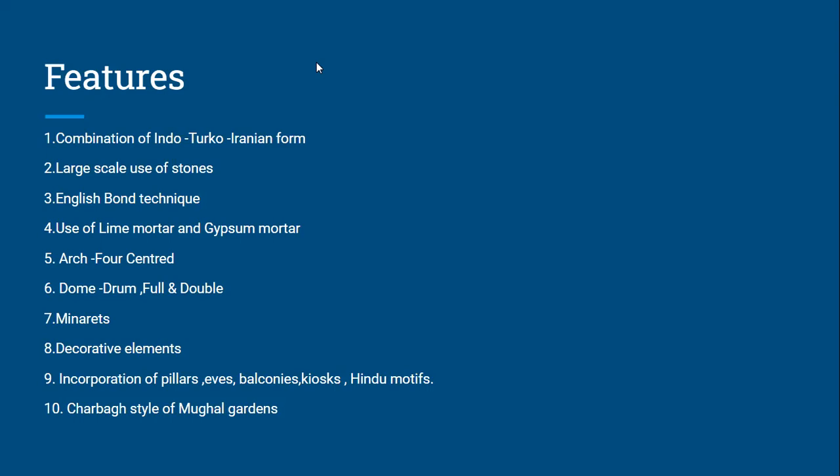Incorporation of pillars, eaves, balconies, kiosk, Hindu motifs, all that introduced. And एक जो speciality है Mughals का, that is चारबाग style of Mughal garden. So broadly हमने जो भी features Indo-Islamic में cover किए, whatever features we studied even under Delhi Sultanate, इसका ही continuation is there in the Mughal architecture. The only few things are that in few of the buildings we find Hindu motifs, and the distinctive thing is only that Charbagh style of Mughal gardens. So that can be a separate question.